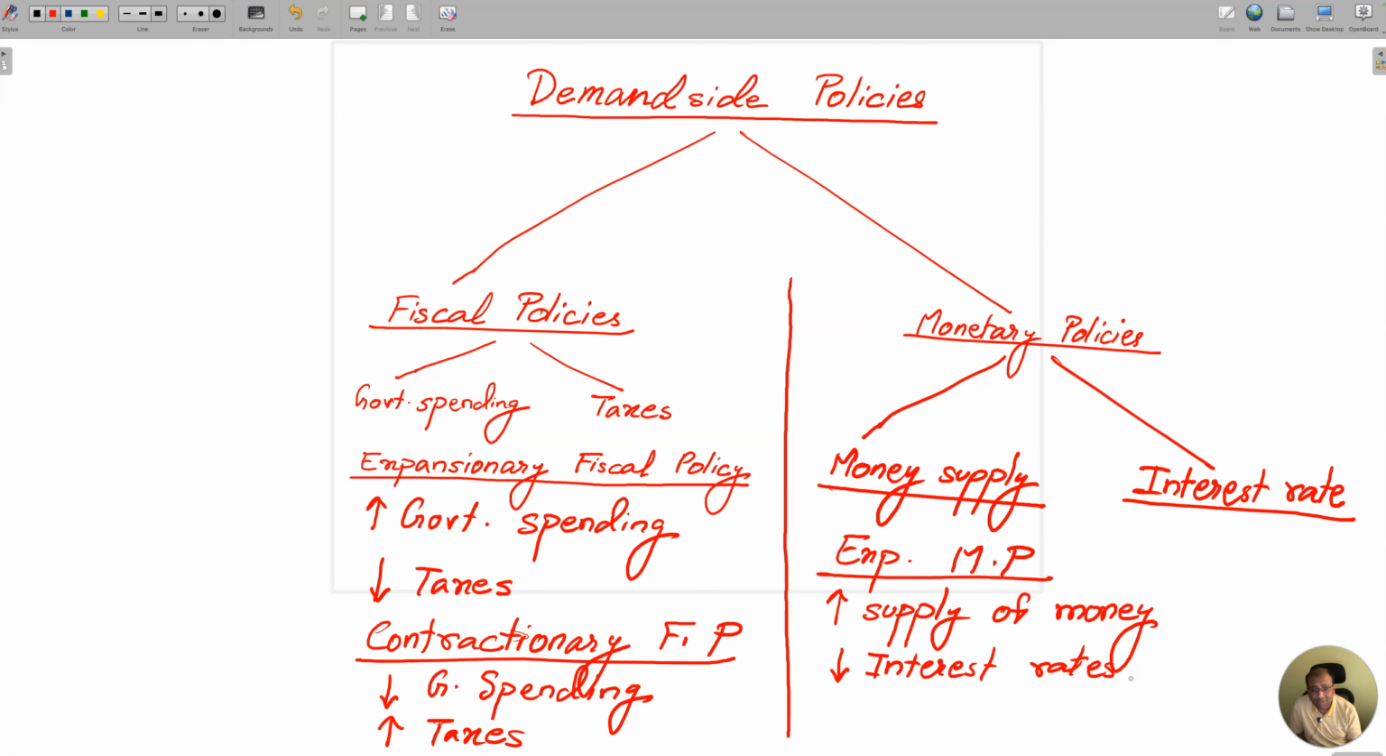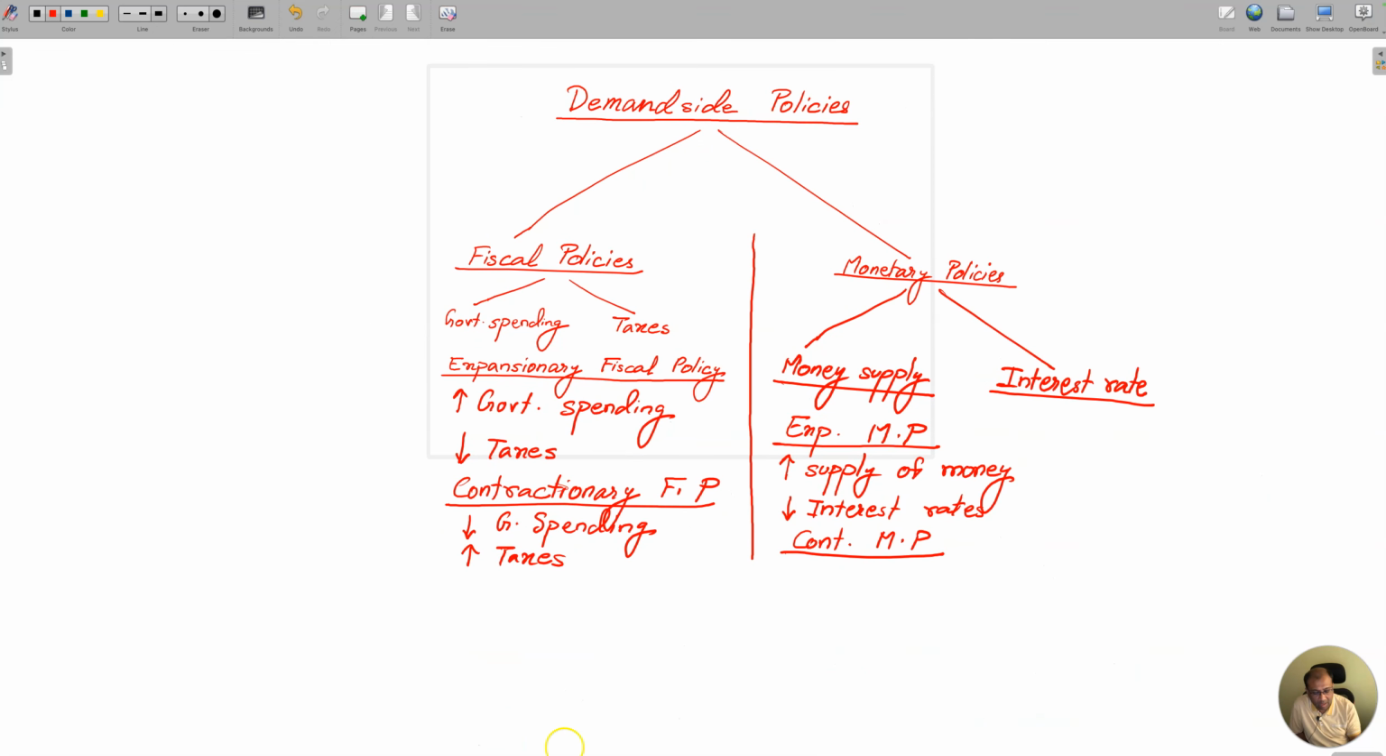Likewise, what happens when contractionary monetary policy is implemented? When contractionary monetary policy is implemented, this in turn would lead to an opposite effect, wherein the two instruments would be used in the reversed manner, wherein the supply of money would ideally be reduced and the interest rates would be increased. So the consequence would be that the markets would not have an adequate amount of money.